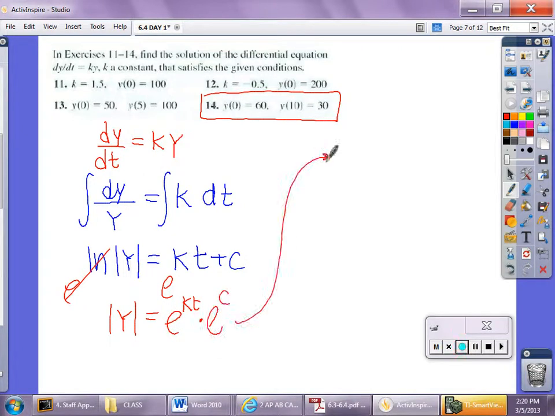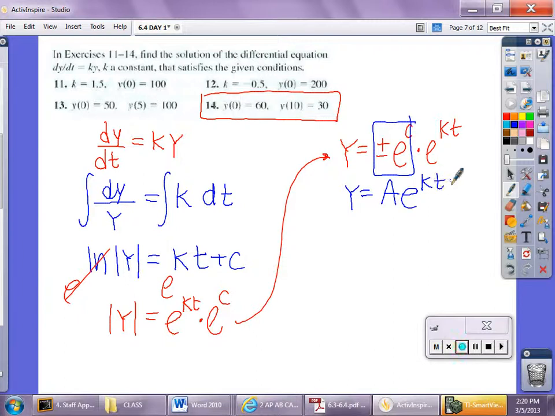We end up with y is equal to plus or minus e to the c times e to the kt. We're going to replace this with a big old A, e to the kt. So I want you to go through the process. Then we're going to use the 2 points given. So they say at time equal to 0, y is 60.